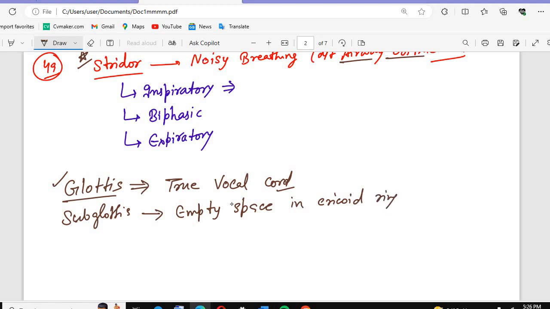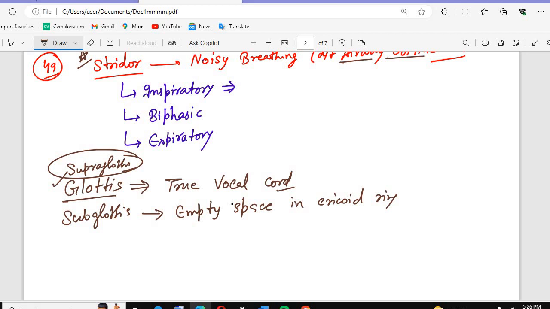Okay, so the glottis is the true vocal cord, and the subglottis is the empty space in the cricoid rings. You just need to remember these two terminologies. There is one more thing, the supraglottis, present in the pharyngeal regions, the space above the vocal cord. So the supraglottis is above the vocal cord, the glottis is the true vocal cord, and the subglottis is the empty space in the cricoid rings below the glottis.